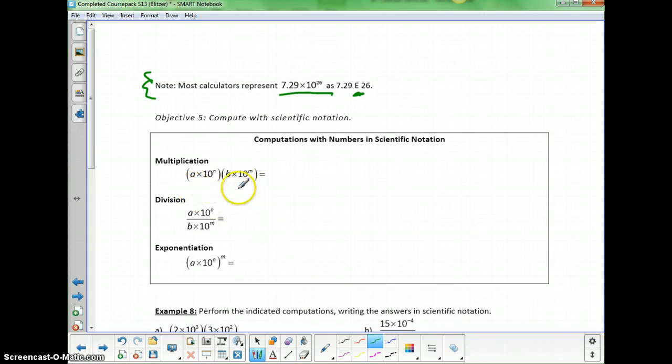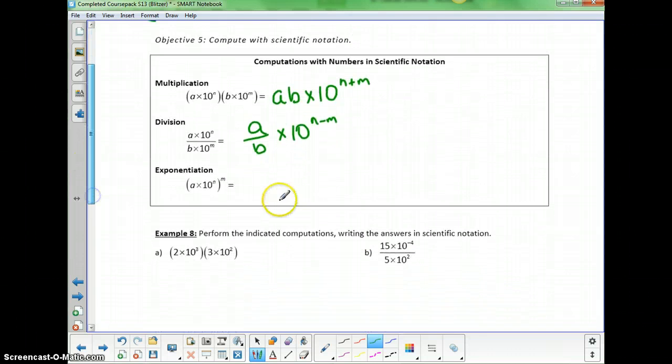When I'm multiplying two numbers that are in scientific notation together, I multiply the values together, A times B, times 10 to the, well, if I have two different exponential expressions multiplied together, we know that we add the exponents. Same thing for division. Divide the numbers, and if you have two different exponent expressions divided, you subtract the exponents. And if you have a number to a power times an exponent to a power, you're going to multiply those exponents. So let's look at the examples here.